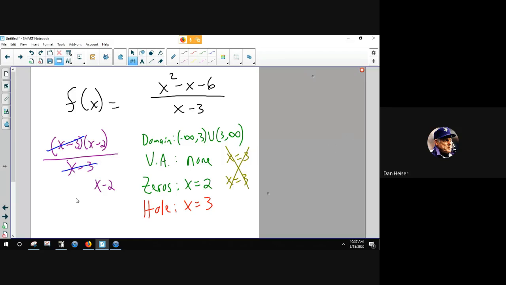Which is why we remove it and create a hole. We create a hole in the function because of that. Now again, this is not f of x. This purple part is not f of x. It's a reduced form to make it easy to graph and to make it easy to calculate things. However, we have to put this restriction on it.